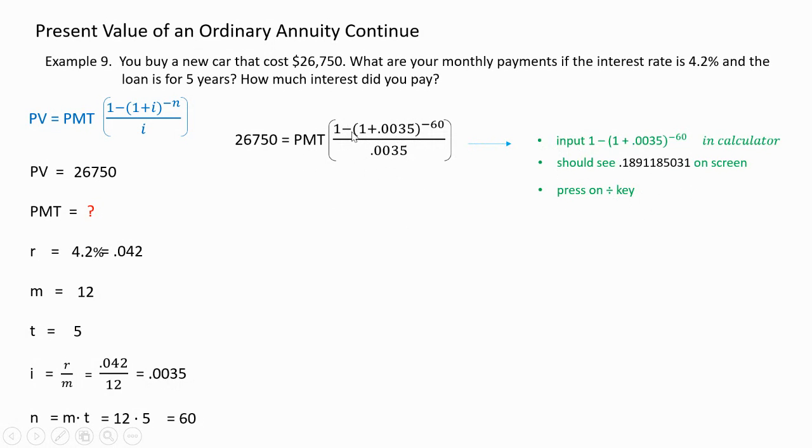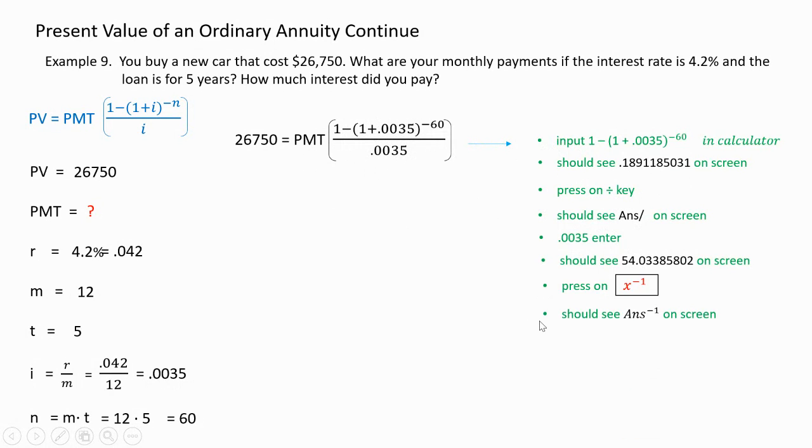Then you're going to put division because you're going to be dividing, right? And that's what you should see on the calculator. Then you're going to enter 0.0035. Once you do that, this is what you should see on the screen. So I know that this right side will be 54.003385802. Now I'm going to hit the inverse key. Okay? Then that's what you should see on your screen.